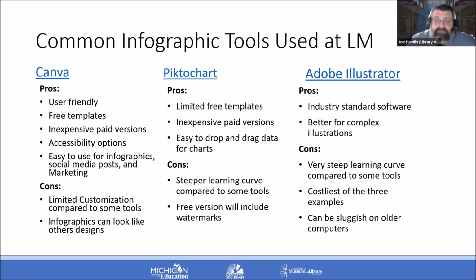Pretty much at the Library of Michigan, we use three tools: Canva, Pictochart, and Adobe Illustrator. Based on preference, for a quick and easy infographic, I tend to lean toward Pictochart. I know a whole lot of the folks that I work with lean more toward Canva. In my opinion, they're pretty similar, but I did lay out some of the pros and cons for each. And then Adobe Illustrator is the industry standard. We have that here too.